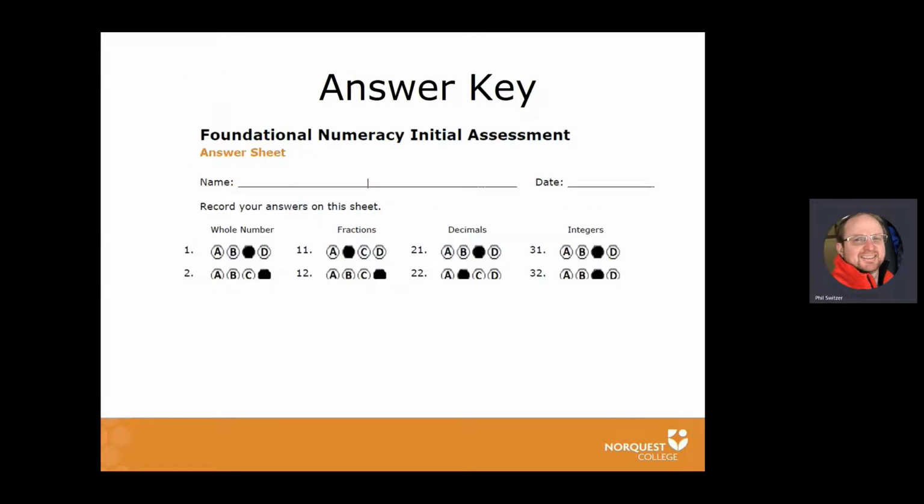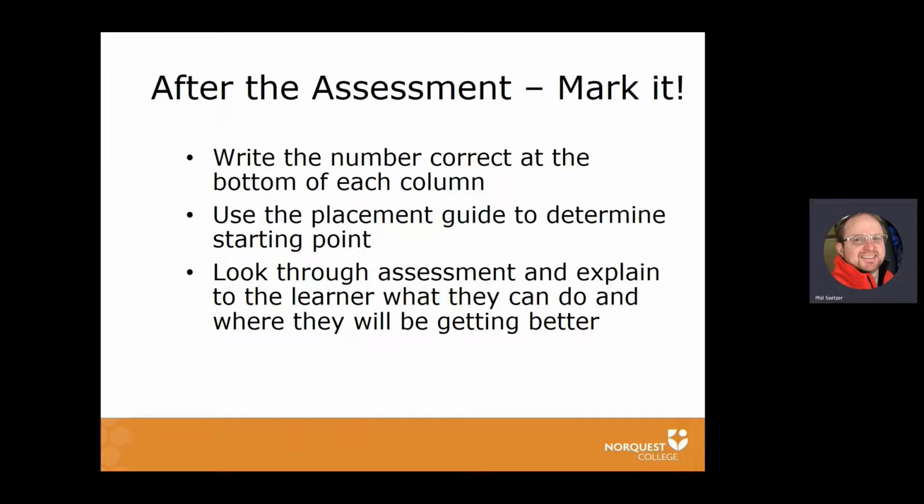When the learner has completed the assessment, you can score it easily by using the answer key. There's a guide at the bottom to assist with placement. When marking the assessment, write the number correct at the bottom of each column. Use the placement guide to determine a good starting point for your learner. Once you have marked it, look through the assessment with the learner and explain to them what they can do and where they need improvement.